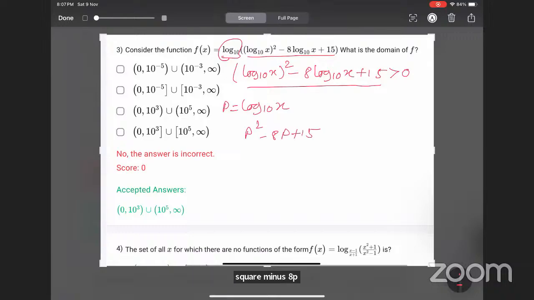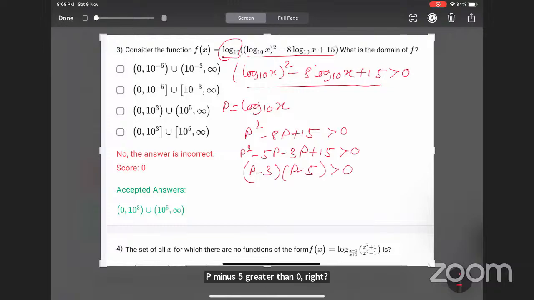Yes, ma'am, now understood. So this is basically greater than 0, right? So can I factorize this? Minus 5, minus 3, right? Minus 5p minus 3p. This is greater than 0, right? So then it will be p minus 3, p minus 5 greater than 0, right?